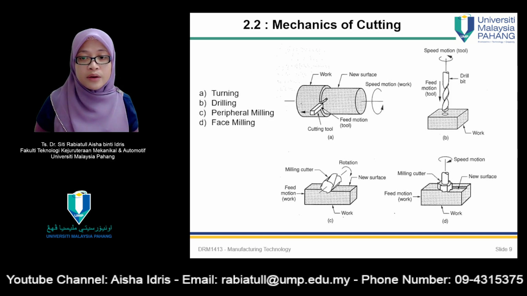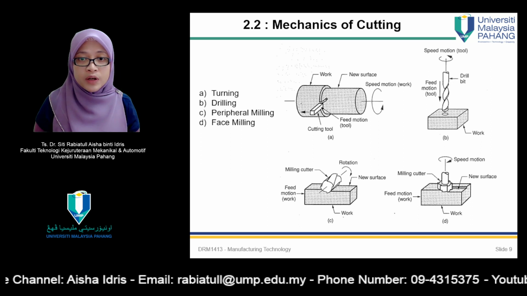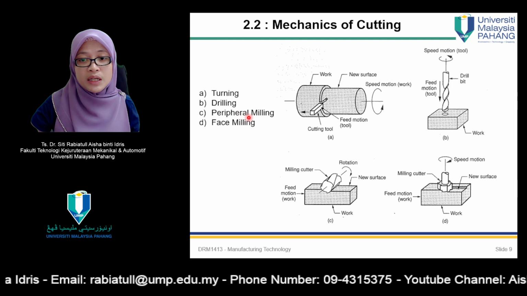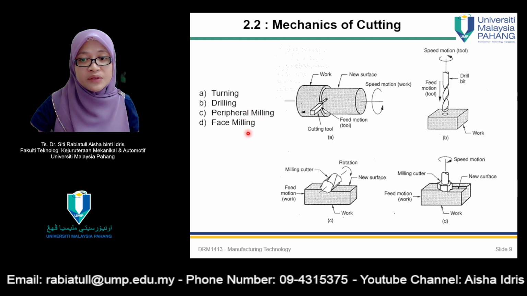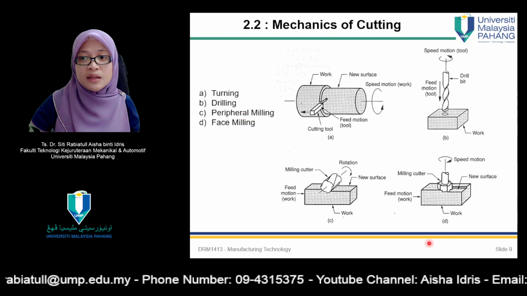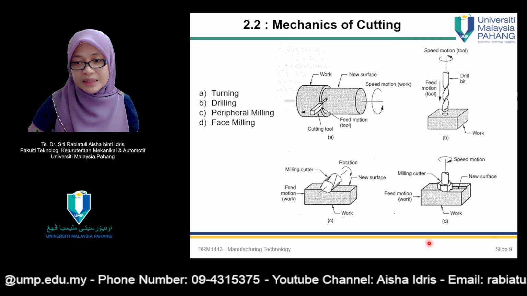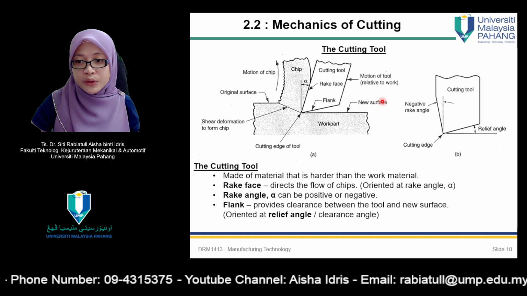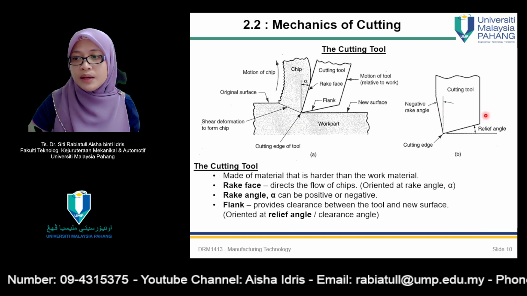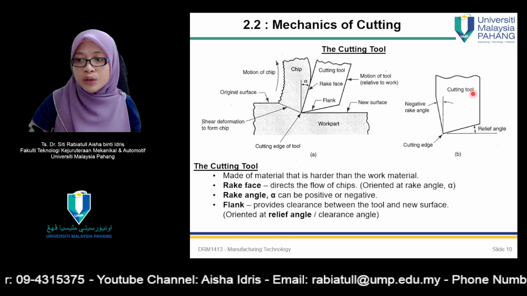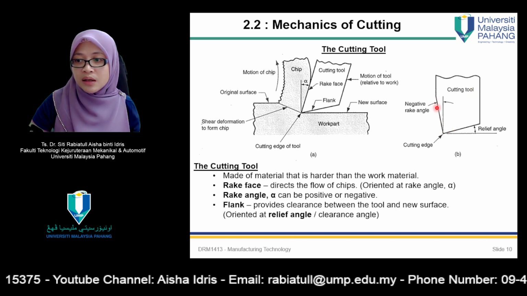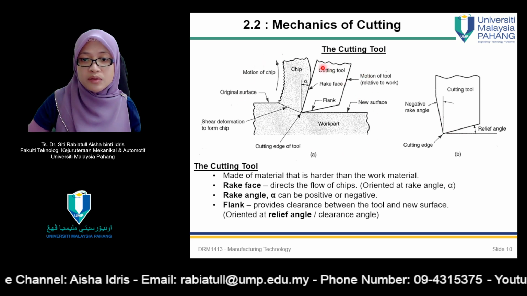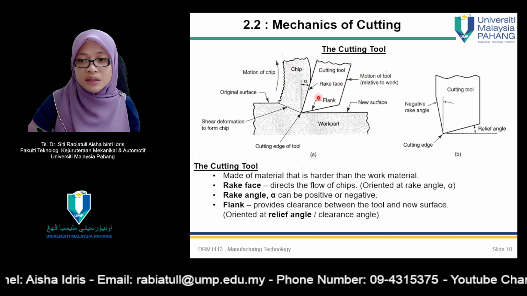Again, these are the types of machining process that we are going to look at, which include turning, drilling, peripheral milling, as well as face milling. These actually fall under mechanics of cutting. If you look at this figure, for A and B, B is mainly for the cutting tool. You can look at this one is the rake, and this one is the flank. If you refer to figure A, you can see the terminology for the cutting tool.